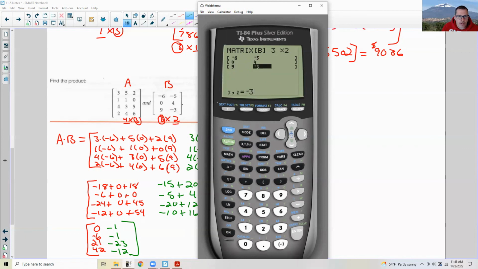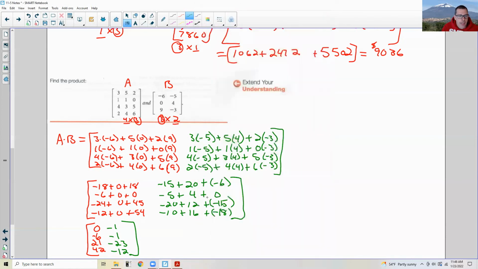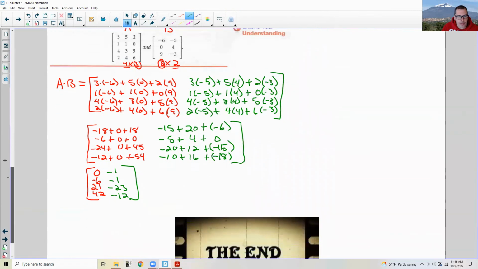Okay, so now we're just going to do A times B. So go to our home screen, second matrix 1 for A, second matrix 2 for B, enter: 0, -1, -6, -1, 21, -23, 42, -12. Beautiful. Okay, so there it is. That is how you do matrix multiplication. That is how you check your matrix multiplication.